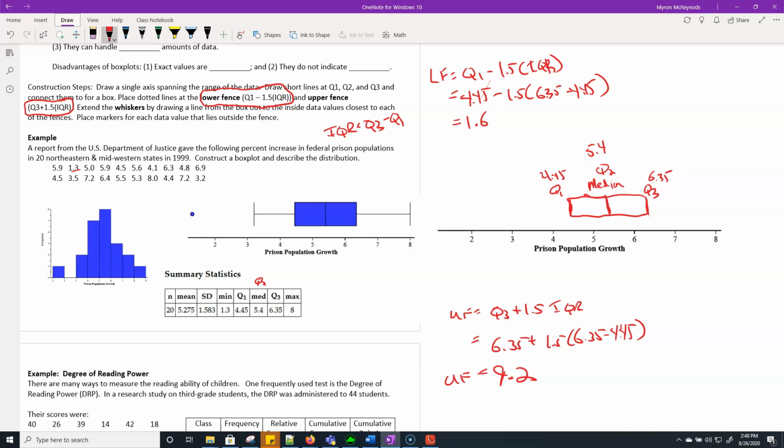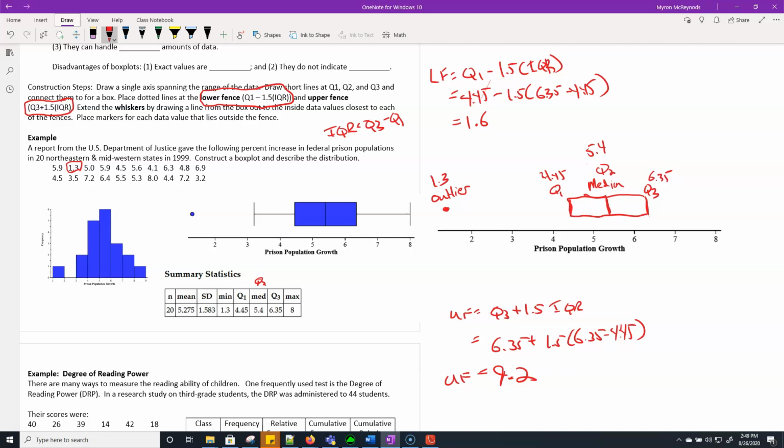9.2. And what that means is, if you have any numbers below 1.6, they're an outlier, and they need to be a dot on your graph. If you have any numbers above 9.2, they would be an outlier. So let's look. Do we have any? We do, and it's at 1.3. That's below 1.6, right? So that would be an outlier out here. So just draw a dot at 1.3, and that's an outlier. 1.3 is the outlier.